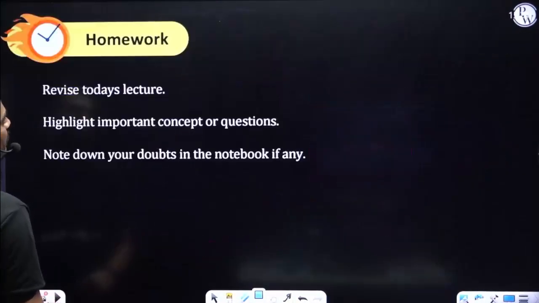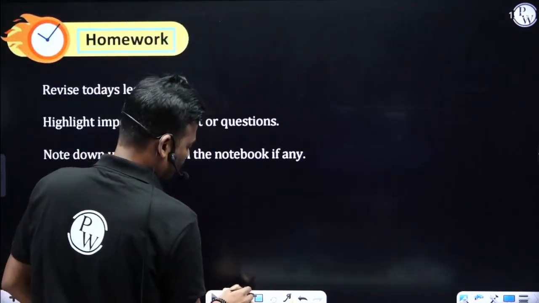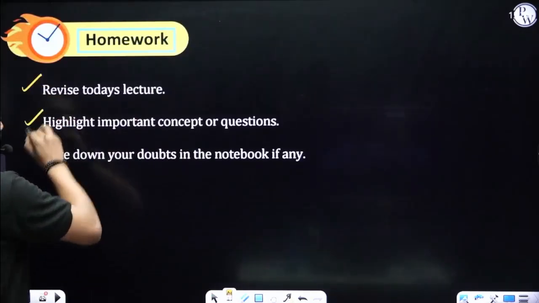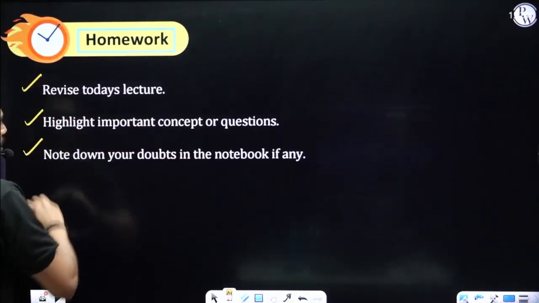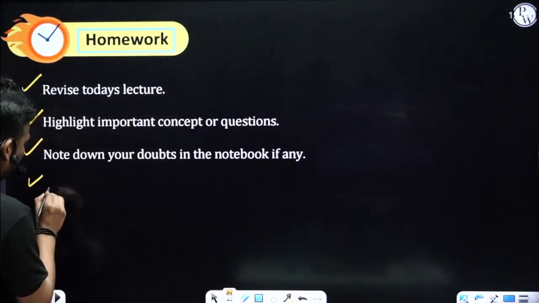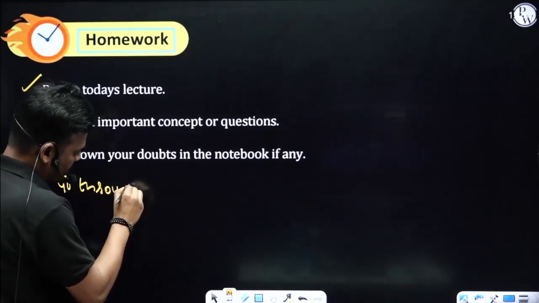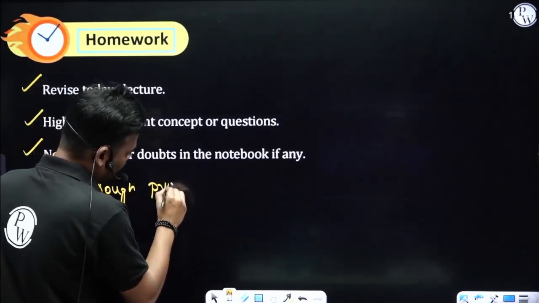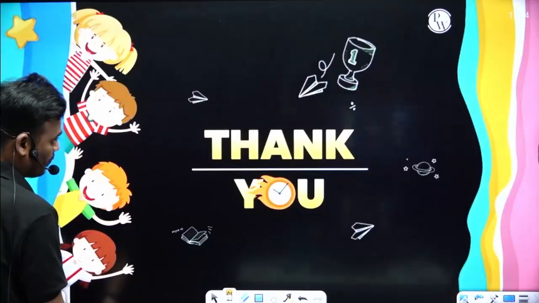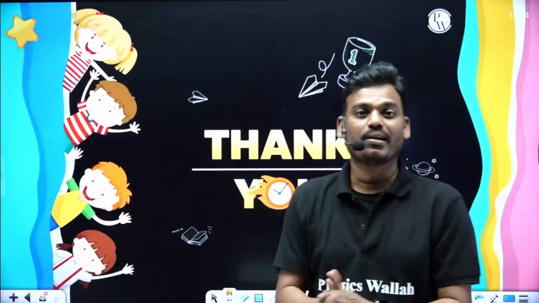Now let's move on to the homework. What do you need to do after this? First, revise today's lecture, highlight important concepts or questions, and note down your doubts in the notebook if any. And last one, go through the PYQs. Without fail, go through the PYQs of at least 5 years. 5 years of PYQs you have to solve, based on this particular chapter.